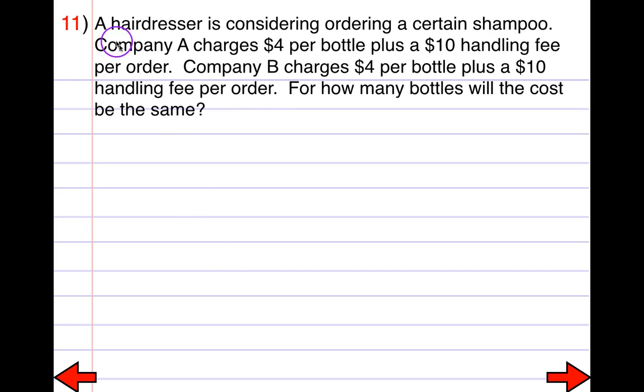Okay, so here it says, a hairdresser is considering ordering a certain shampoo. Company A charges $4 per bottle plus a $10 handling fee per order.